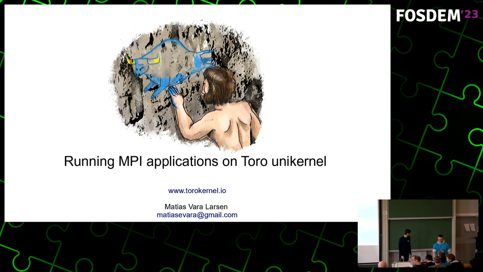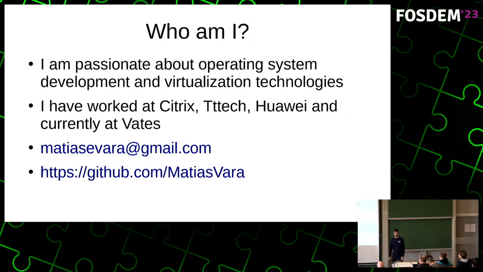Exactly, yeah. So hello everyone, I'm Matthias. Here I'm going to talk about running MPI applications on Toro Unikernel. Usually speaking, a unikernel is a way to deploy a user application in a way that is closer to the hardware by trying to reduce the operating system interference. So overall, it should perform better than just deploying a user application by using a general purpose operating system.